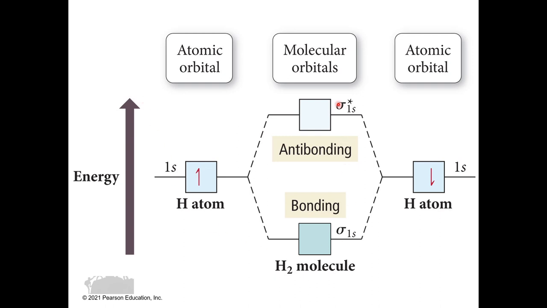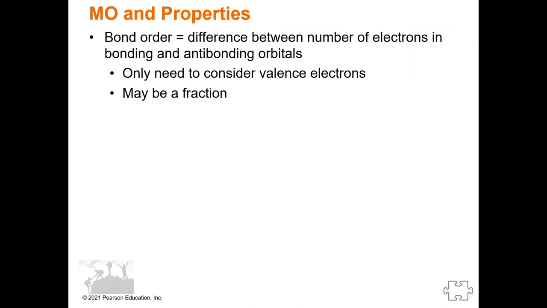Now we've got to fill in this middle portion of the picture. We've got to fill up the molecular orbitals using the two valence electrons, but we're also going to use Aufbau's principle. So we have to start off with the orbital in the lowest energy level, so that's our sigma 1s. One arrow is pointed up, the other arrow is pointed down. And there we go. This is our orbital diagram. We have two electrons in the bonding molecular orbital and zero electrons in the antibonding molecular orbital. Okay, so we were able to fill out that picture.